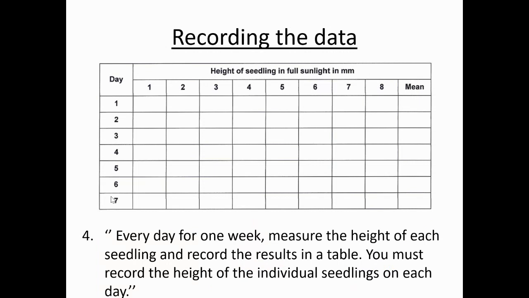Okay, as with all investigations, we are going to have to record the data as we go. This would be an example of the table that we would make to record it. Down the side, you've got the days, day 1, day 2, day 3, all the way down to day 7. Why? Because it's a week. And then I've got 1 to 8. This would be if there are 8 seedlings, and there will be space underneath to write how many millimeters of growth it's got. There's a space down the side for the mean, and we will be calculating means next lesson. But for now, I just need you to memorize the type of table we are going to use.